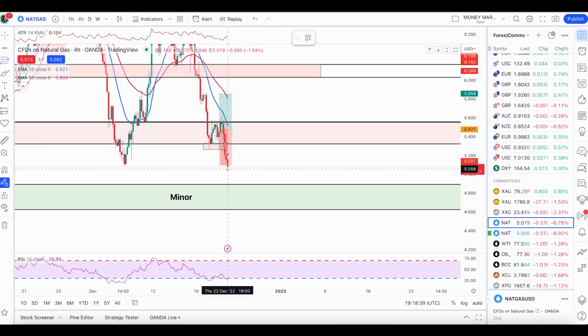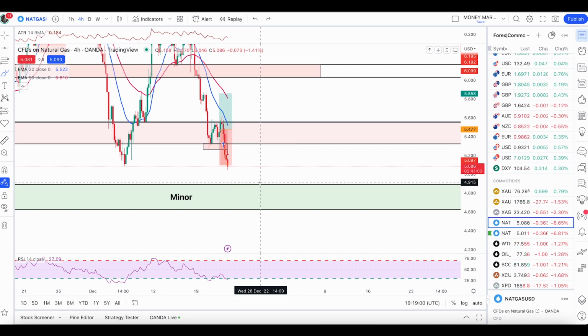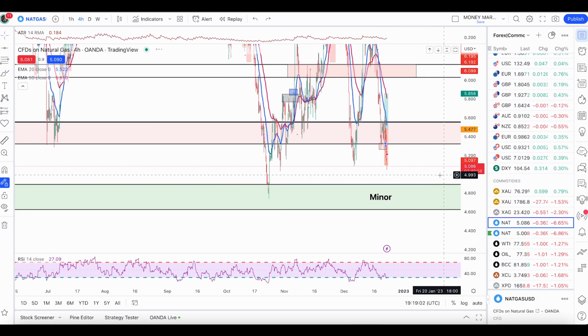So right now we can only expect retracement right here, which is 50% retracement, 5.327, from where we can expect another fall, or we can expect a retest with the bearish engulfer and price will continue to fall. That is what I'm expecting out of nat gas. So keep these zones here on your chart.